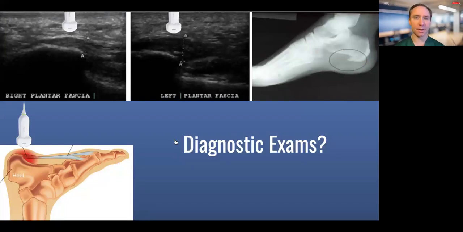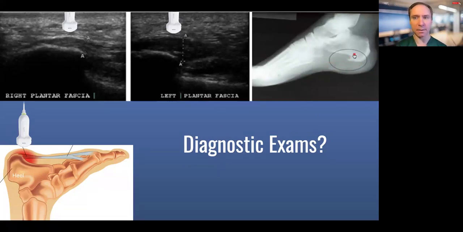You can see here in these pictures, this is the diagnostic exams that we do. We always start with x-rays, but x-rays don't always tell us much. It'll tell us if there's a heel spur. Everyone asks, why do I have a heel spur? Well, it's because of the pulling on the fascia over time creates a spur in that direction, but the spur isn't the problem. We don't remove the spur.